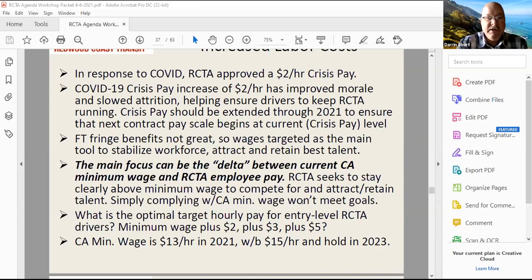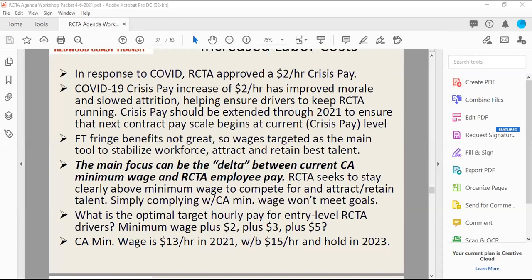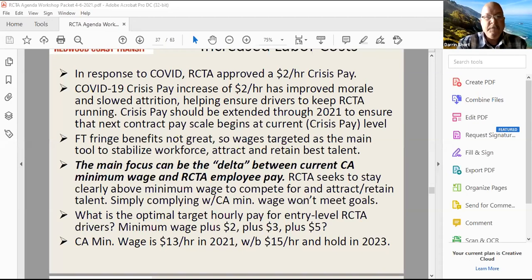I know in the past, as an RCTA board member, I think there was a few times where there was just enough drivers, and probably, if my memory serves me correctly, the majority of the time you had somebody as a backup, but there were other times where we were pretty lean at RCTA as drivers go.